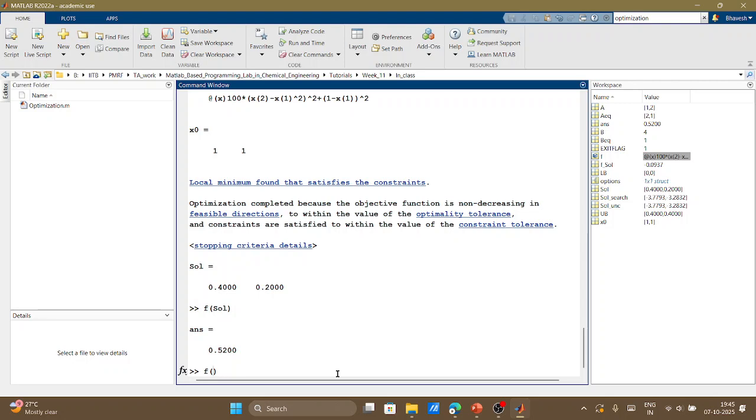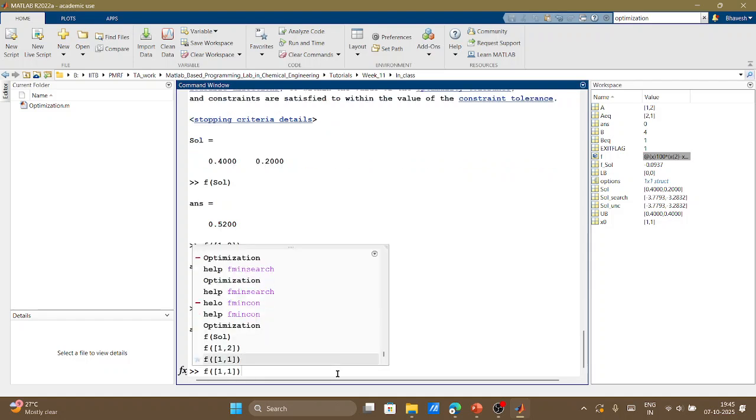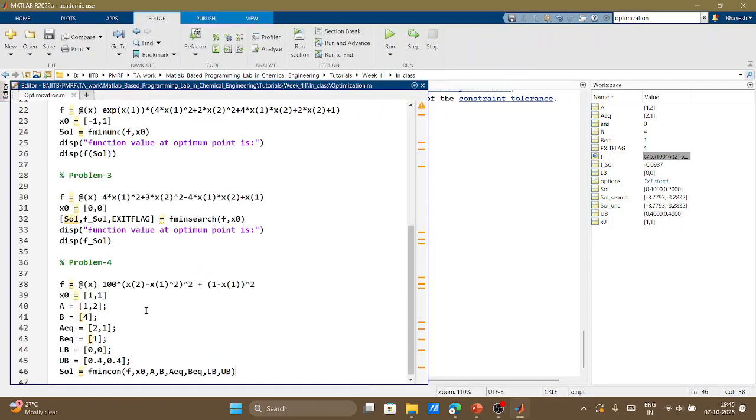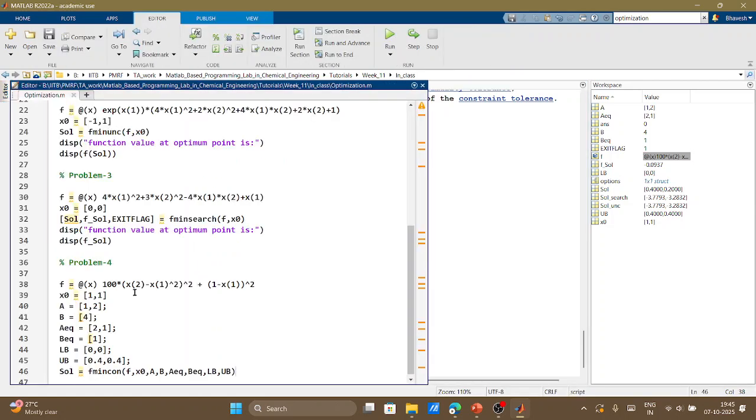If you want to check other values also, you can try 1, 1 and see. For 1, 1 we are getting the value of 0. It's providing us the value of 0.5 here. But we cannot use 1, 1, sorry, again.